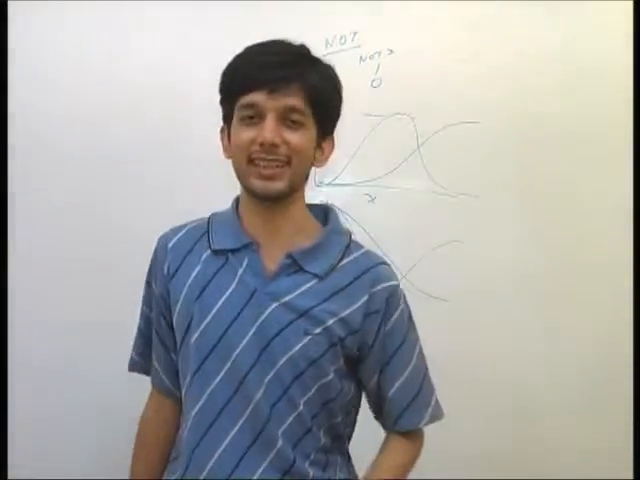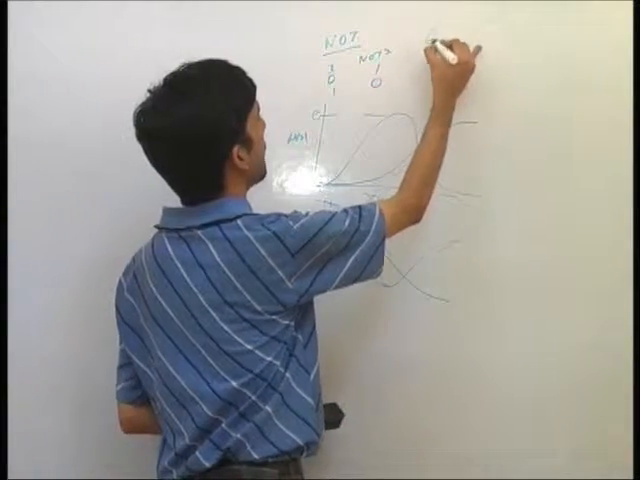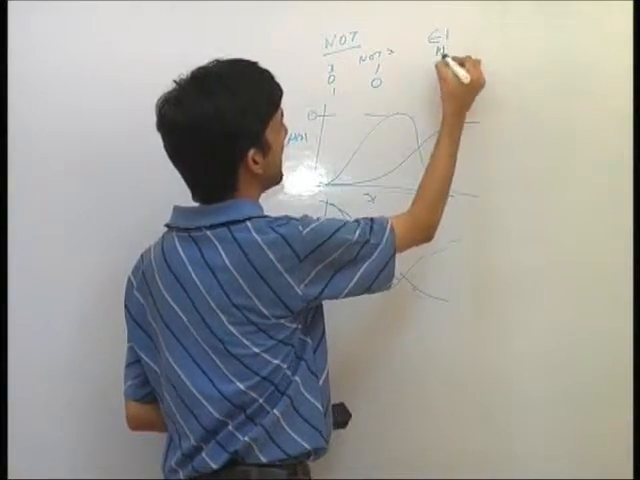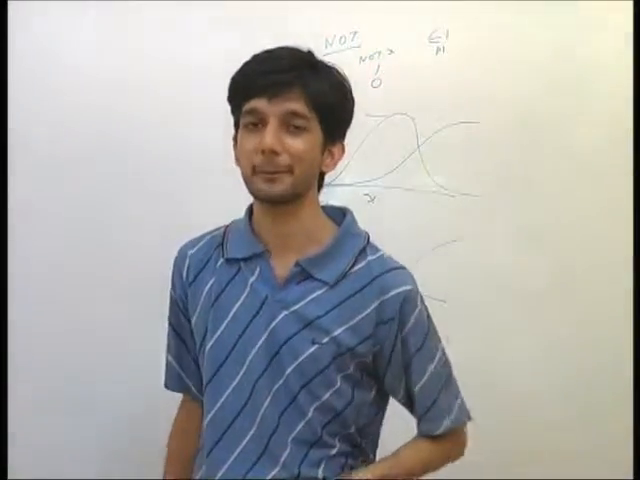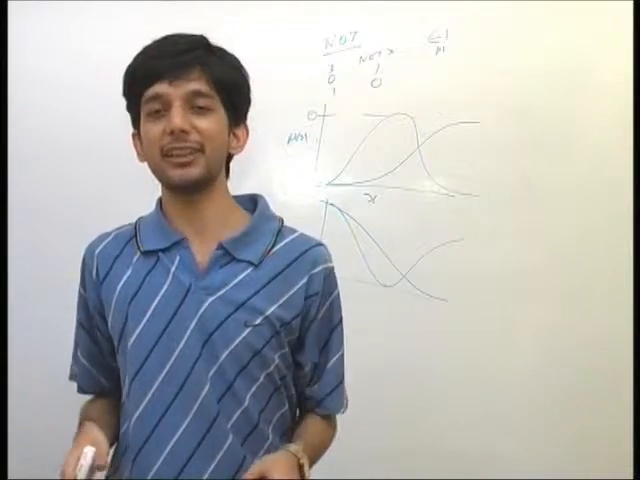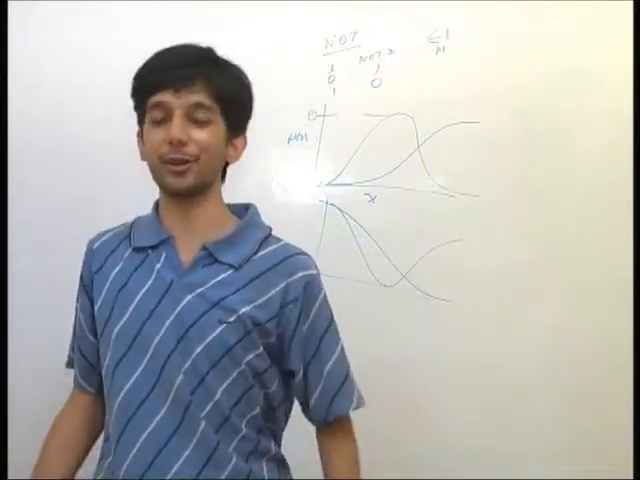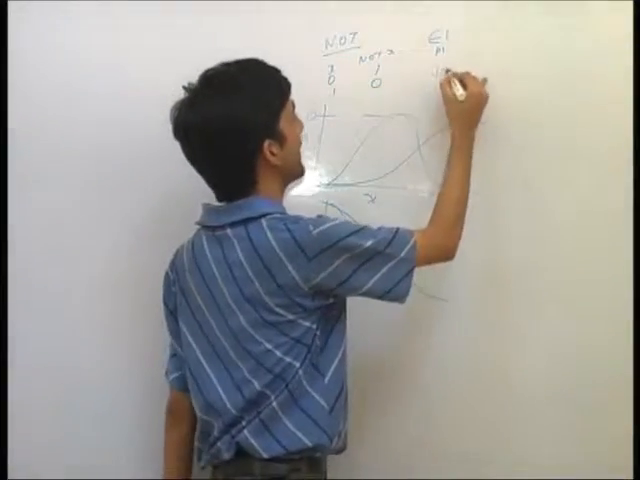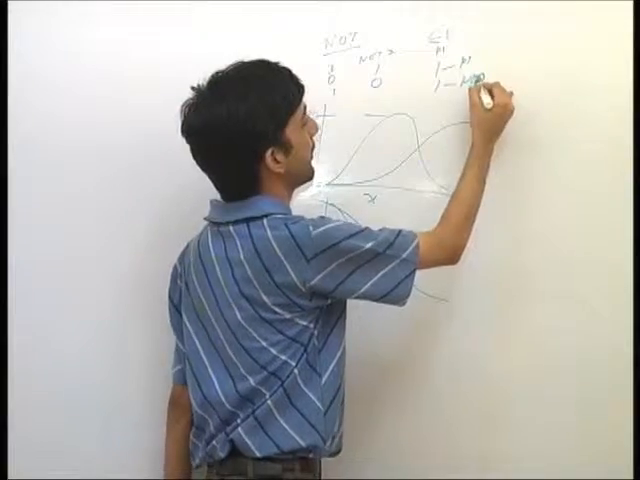And the realization is again very simple. Realization of NOT is very simple. Let me say that there is an event E1, and the probability of this event happening is P1. So the probability of this event not happening is simply 1 minus P1, and that I can say is 1 minus mu of x.